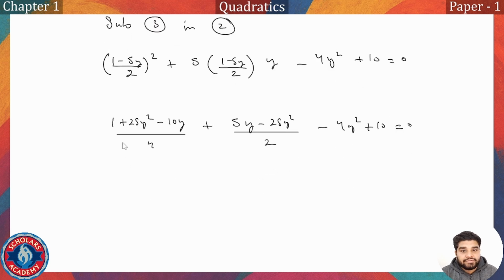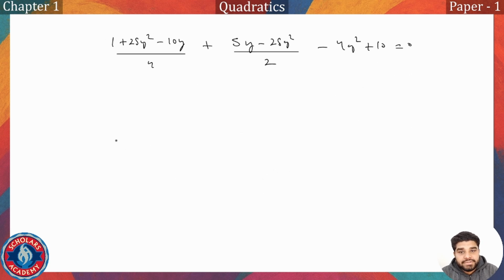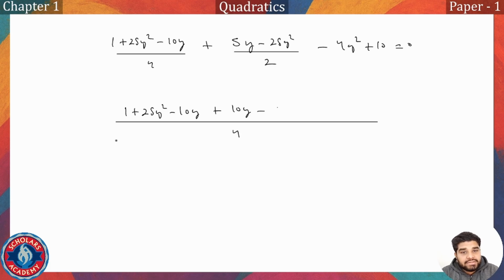We can take LCM as 4, so it becomes 1 plus 25y square minus 10y plus 10y minus 50y square minus 16y square plus 40 is equal to 0. This 4 goes to the right hand side and becomes 0. Now just adding the whole square terms, that is the y squares over here.